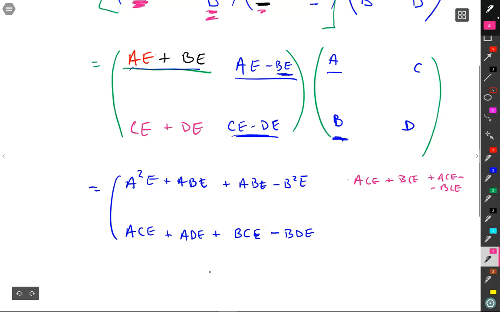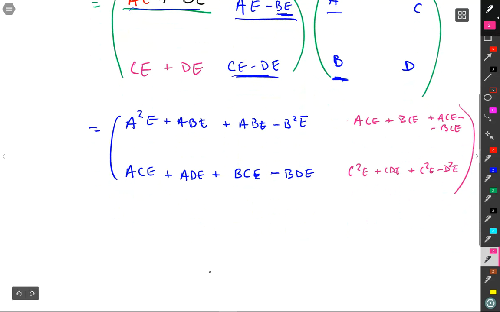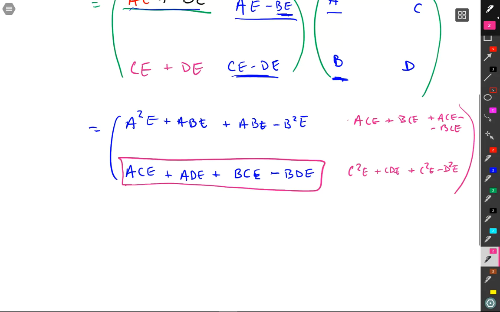And finally, c squared e plus cde plus c squared e minus d squared e. Now, if I made no mistakes, which is at this point a 50-50 at best, then it should turn out that when I multiply these through, and it's just going to take forever to do it, and we don't have that kind of time. We only have 9 minutes left, and we haven't reviewed.